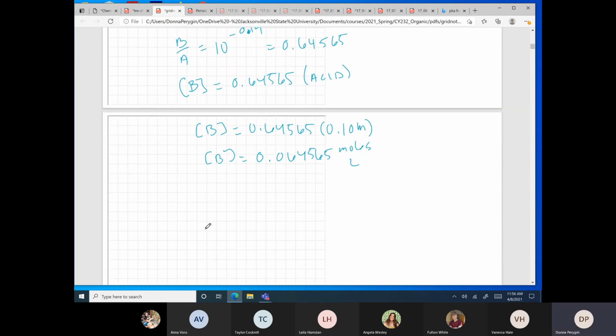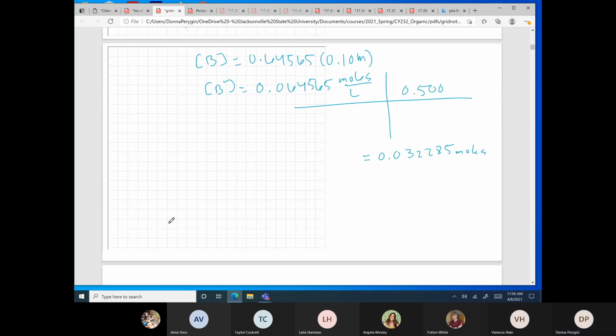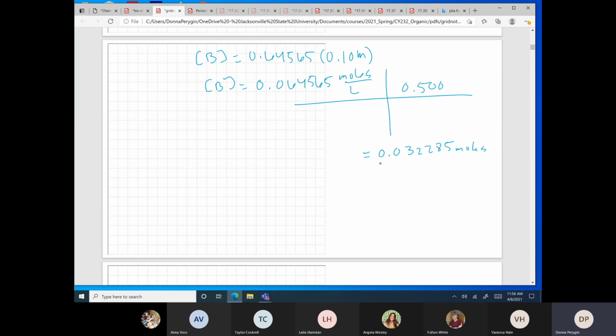All right, and I need 500 milliliters of it. Because my computer is not writing well, I'm just going to put it right here. 0.500 liters, okay? And so that's going to give me 0.032285 moles. So I need this many moles of my sodium salt to put into my solution to give me the pH that I need, okay?